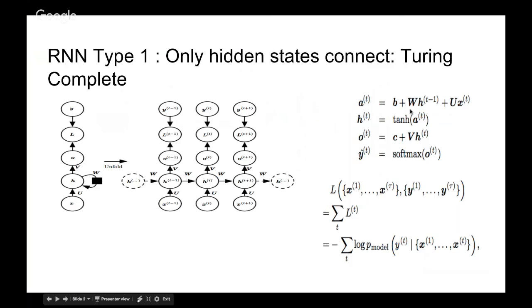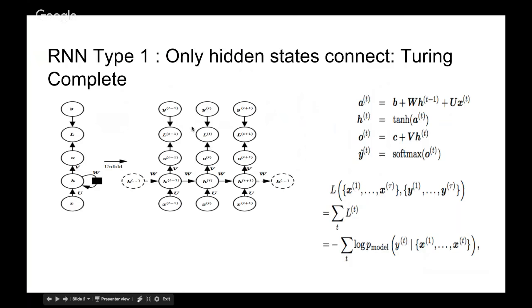So if you see the formulas here, a(t) is basically computed before you compute h(t). So a(t) is the hidden layer value. And then what is sent to the next layer is basically a non-linearity applied to a(t). And then o(t) is actually another linear transformation on h(t) to match it with the output. And then y-bar(t) is softmax of o(t), which is used to compute the loss function.